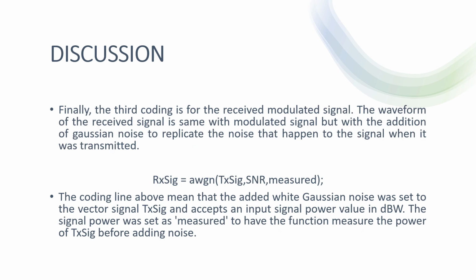Finally, the third part of the code is for the received modulated signal. The waveform of the received signal is the same as the modulated signal, but with the addition of Gaussian noise to replicate the noise that happens to the signal when it is transmitted. The code line above means that the additive white Gaussian noise was applied to the vector signal and accepts an input signal-to-noise ratio value in decibels. The signal power was set to measured so that the function measures the power of the transmitted signal before adding noise.